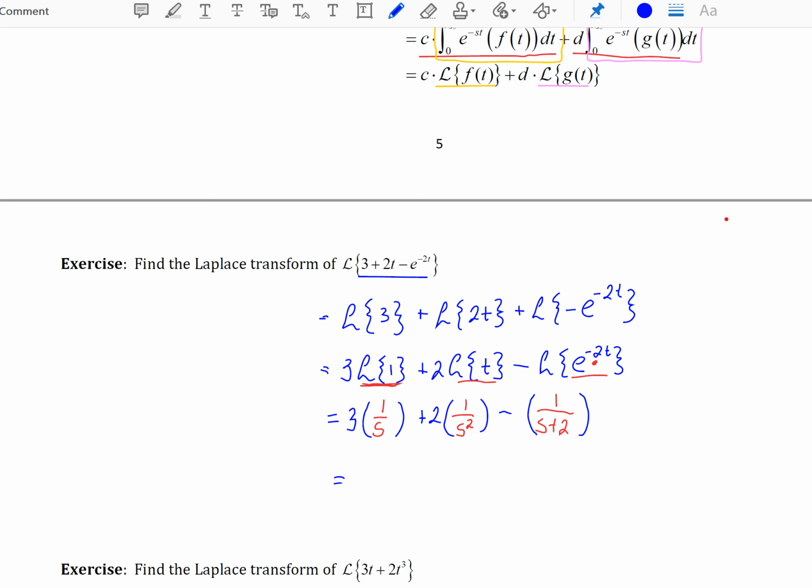And of course, our author will simplify this as 3 over s plus 2 over s squared minus 1 over s plus 2. And this is the Laplace of our given function. Again, notice how it takes us from a function in your t domain, and gives us a function in our s domain.